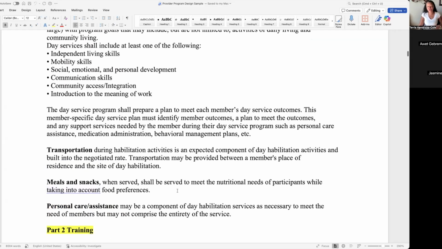Meals and snacks. Not unlike adult daycares, you do not get paid for providing meals and snacks. Essentially, your client should be expected to come with their lunch, their drinks and their snacks to eat. If you do plan on providing snacks, you will not be reimbursed for that. If you plan on providing meals, you will not be reimbursed for that. So definitely keep that in mind.